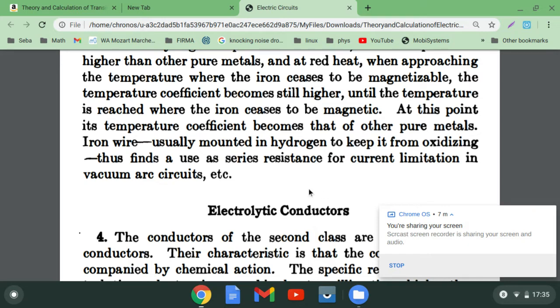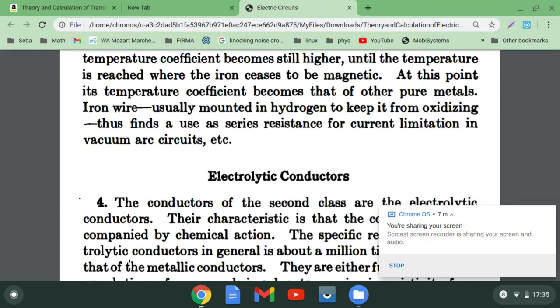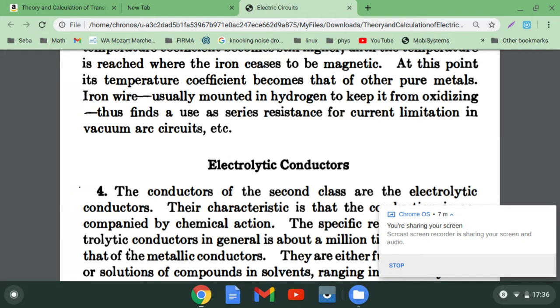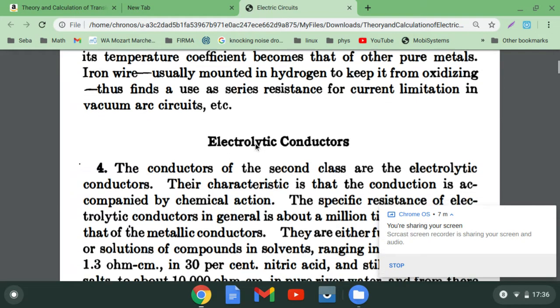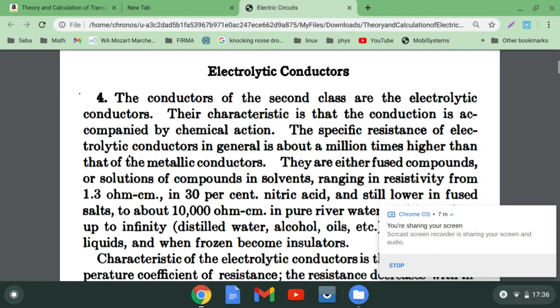Iron wire, usually mounted in hydrogen to keep it from oxidizing, thus finds a use as series resistance for current limitation in vacuum arc circuits.